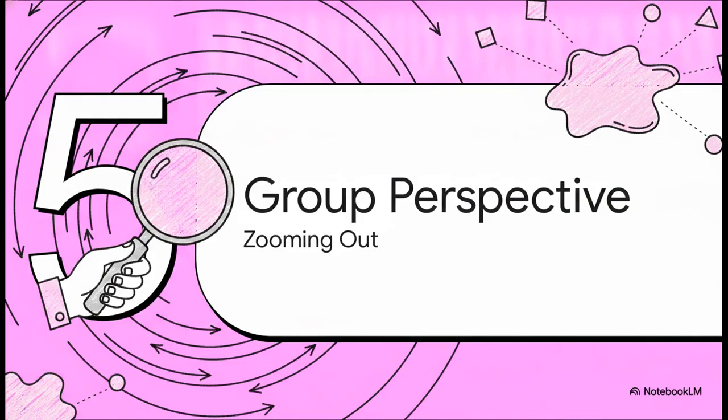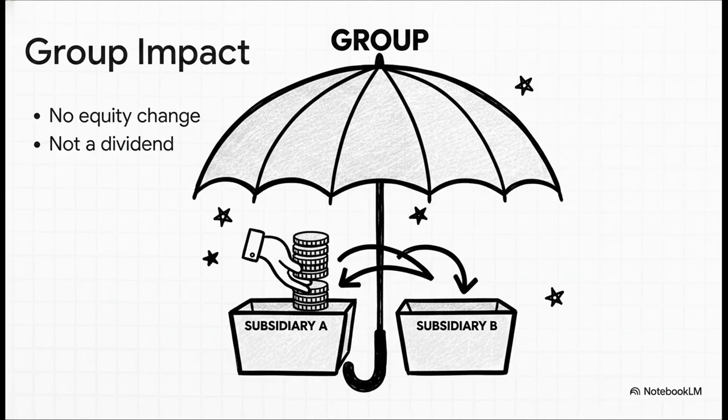Section 5, the group perspective, zooming out. Now let's broaden our lens a bit. From a consolidated, group-wide perspective, there is actually no change in assets or liabilities, which means there's no change in equity. The 200 rupee consideration essentially just moved from one pocket to another and remains entirely within the X Limited group. Because the cash hasn't left the group, it cannot be accounted for as a dividend distribution to Y Limited.